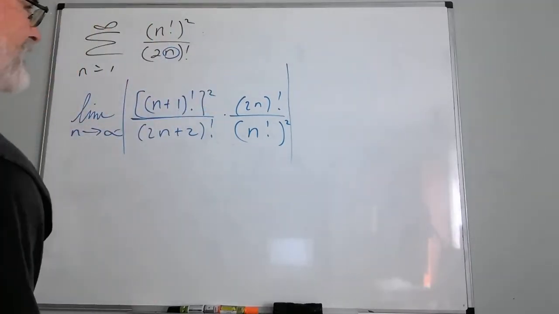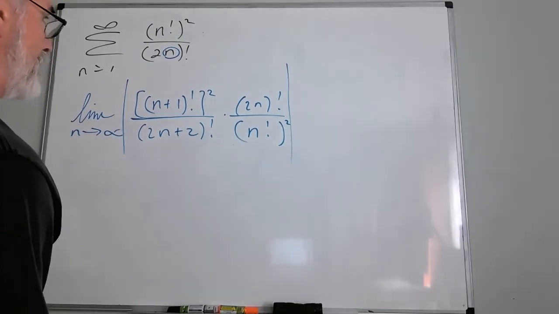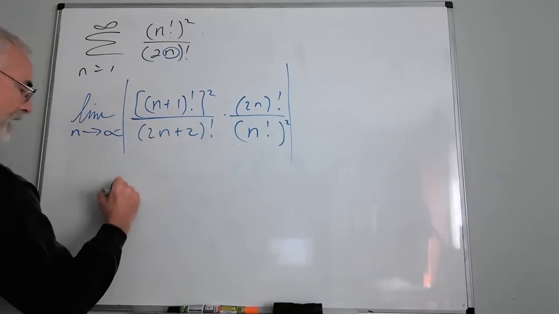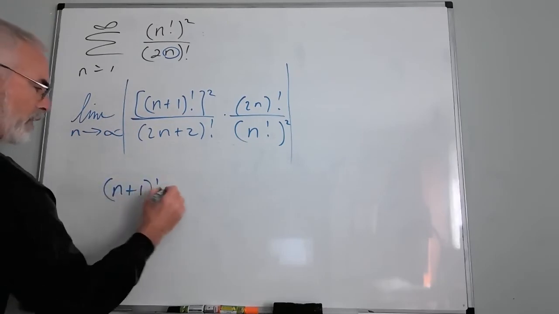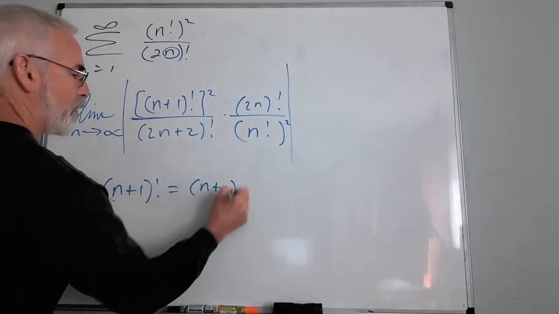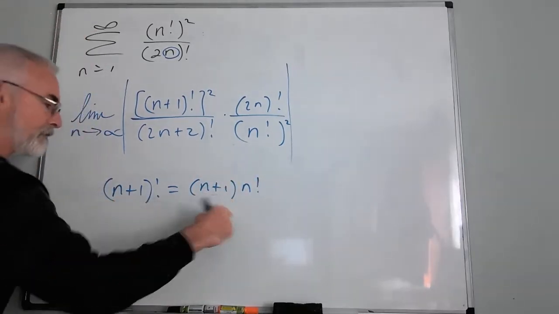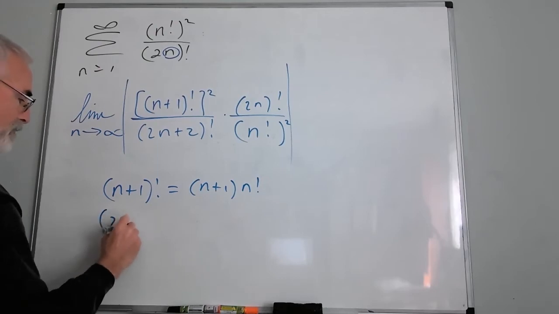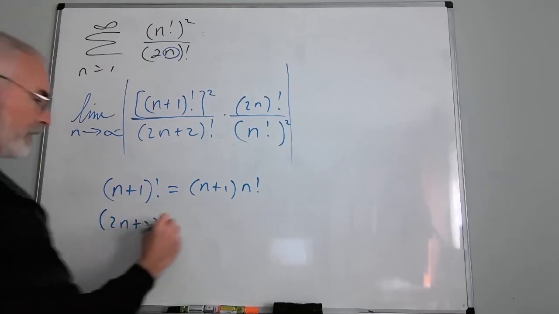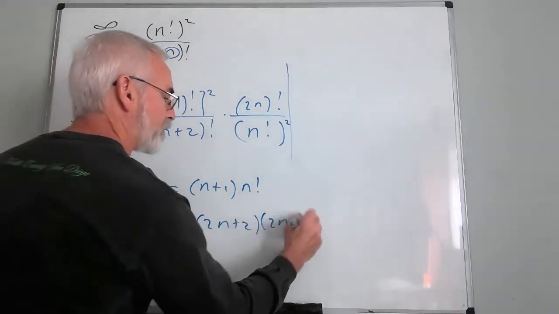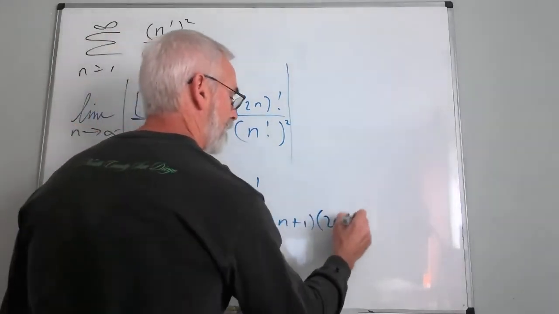Now, can I expand this? Yikes. This looks just nasty. Well, let's start with this. Isn't n plus 1 factorial equal to n plus 1 times n factorial? We know that is true. We also know that 2n plus 2 factorial equals 2n plus 2, 2n plus 1, 2n factorial.